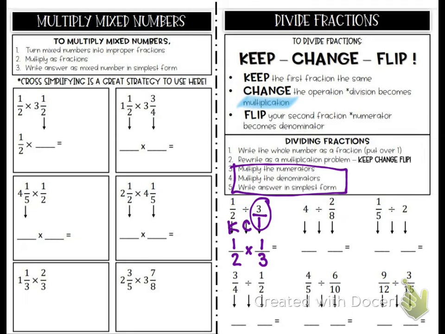I checked to see if I can cross simplify, and I cannot. So I'm going to multiply straight across. 1 times 1 is 1. 2 times 3 is 6. That cannot be simplified anymore, so that is my answer.